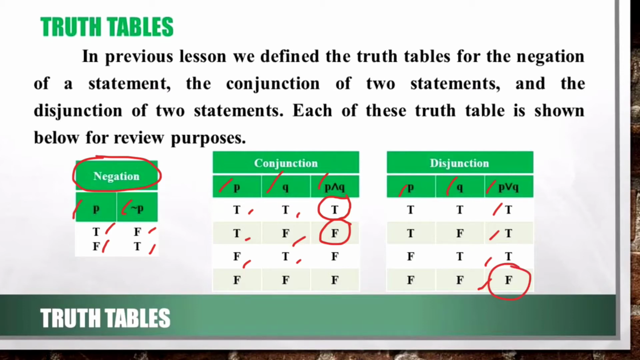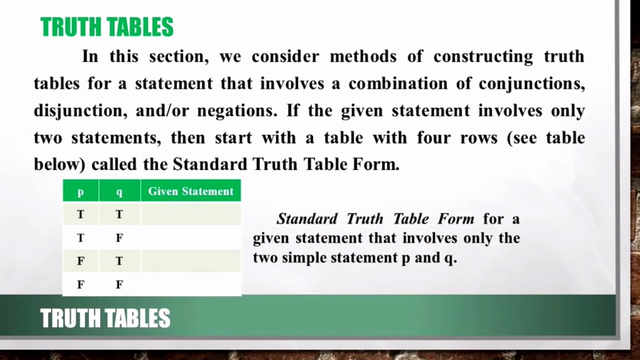So, we have now reviewed the negation, conjunction, and disjunction. Now, truth tables. In this section, we consider the methods of constructing truth tables for a statement that involves a combination of conjunctions, disjunctions, and or negations. If the given statement involves only two statements, then start with a table with 4 rows. See the table below, which we call the standard truth table form.